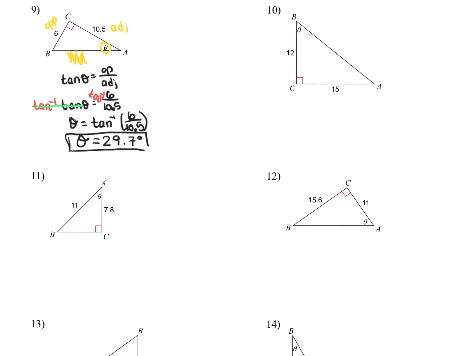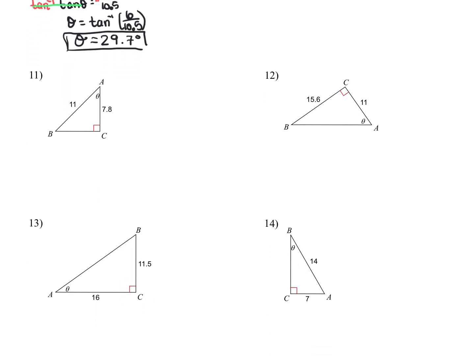Let's try another one. So here's my angle. This is the hypotenuse. It's across from the 9 degrees, and this is the thing next to me, so it's the adjacent. What trig function uses adjacent and hypotenuse? It's cosine. So cosine of theta equals the adjacent over the hypotenuse. So cosine of theta equals the adjacent, 7.8 divided by 11.